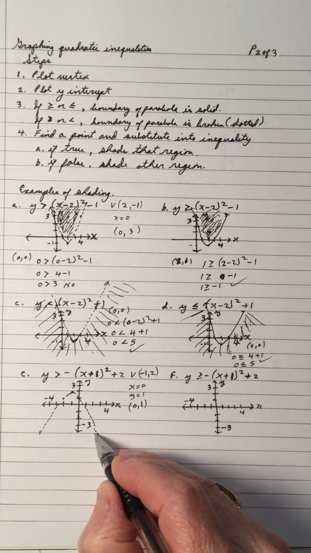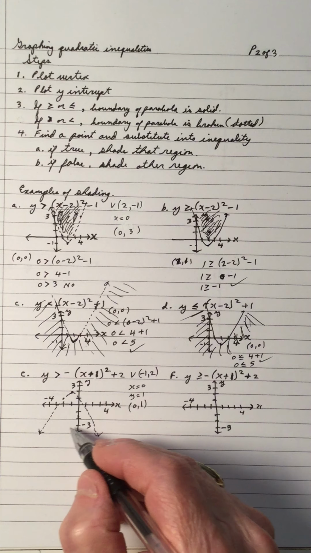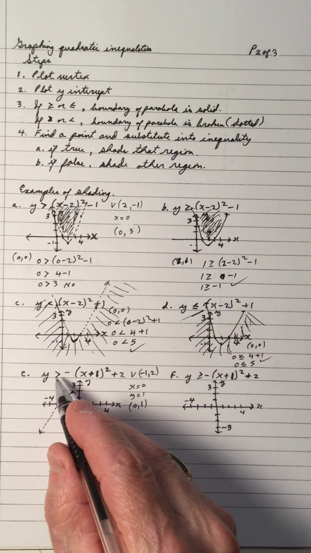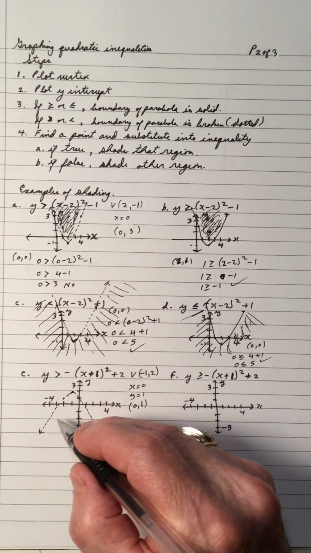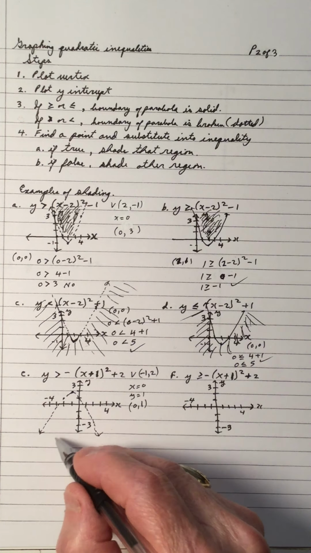There's the broken boundary line. And notice the parabola is going down. So greater than is above, so that means we shade up here. If it was less than, we'd be shading inside.